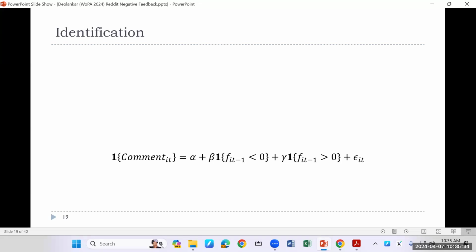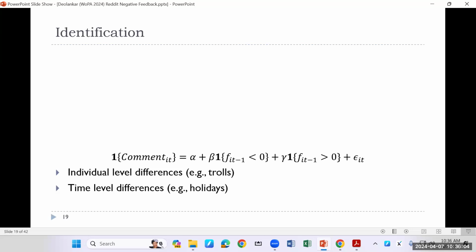Okay, so if we start with the simple specification, then a lot of us would have a problem with interpreting beta as the causal effect of negative feedback. Why? Because there are several explanations, one of which Ken pointed out. So there are time invariant individual specific differences that can confound the causal relationship of interest. A good example of these are trolls. Trolls are active users that tend to attract a lot of negative feedback, and these are users who are also likely to post because they are active users. So such intrinsic differences across users can confound the causal relationship of interest.